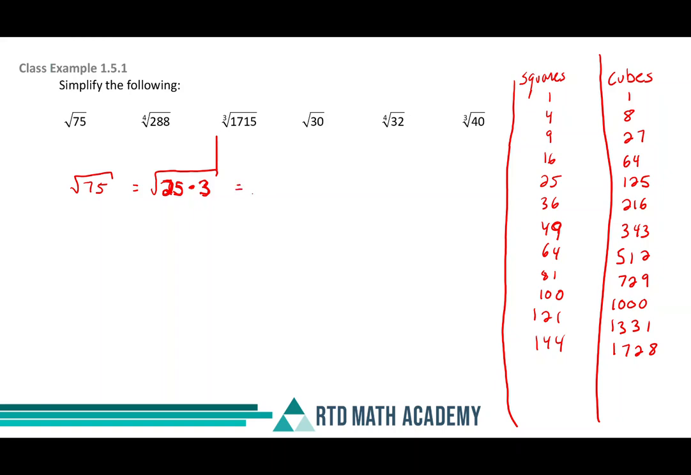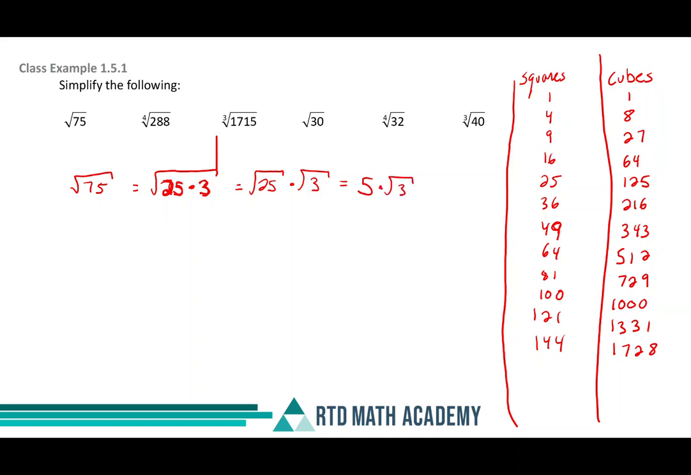Next thing I'm going to do is I'm going to break that radical apart. I can say that the square root of 25 times 3 is the same thing as the square root of 25 multiplied by the square root of 3. But we already know that the square root of 25 is the 5th perfect square, so I could write that as a nice 5 multiplied by the square root of 3.